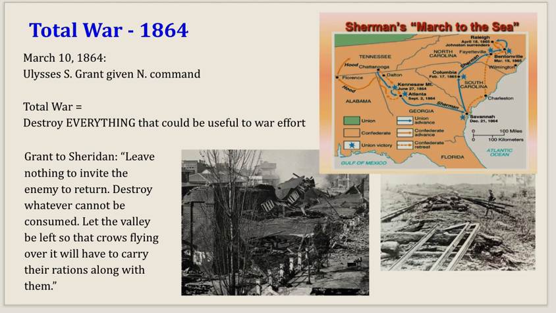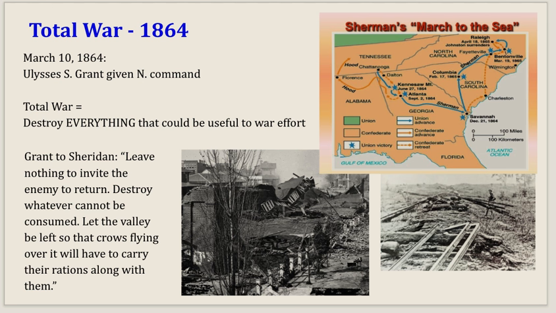And Grant's serious about this strategy. He tells his generals, Sheridan and Sherman, who he sends off to carry out this plan of total war, leave nothing to invite the enemy to return. Destroy whatever cannot be consumed. Let the valley be left so that crows flying over it will have to carry their rations along with them. Right? Think about that. Leave the land that you walk through in such a state that birds will not be able to find food there. Okay, he is talking total destruction.